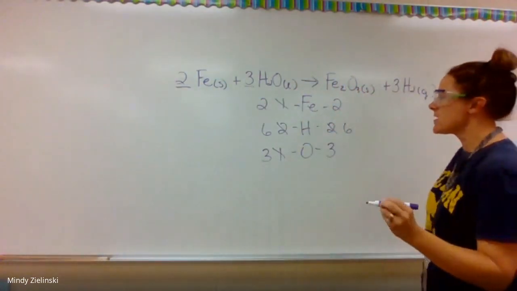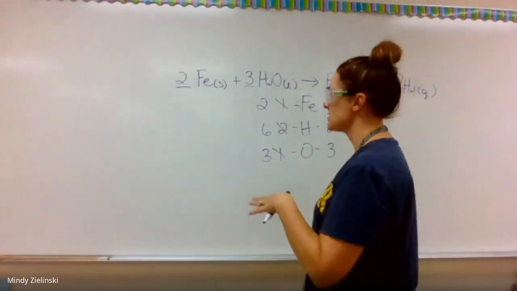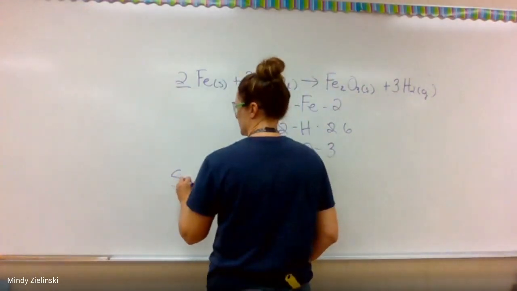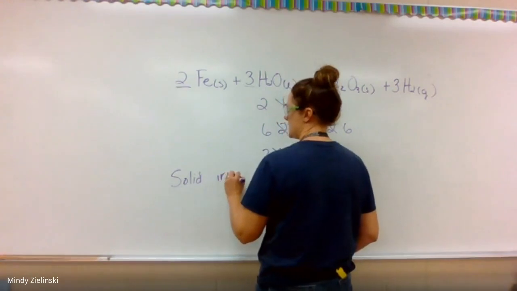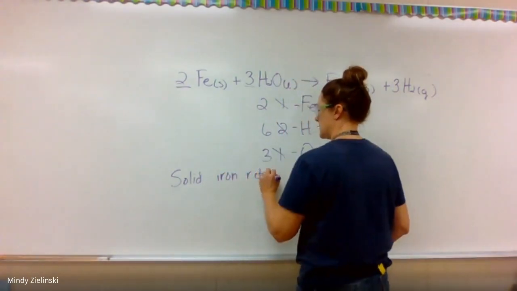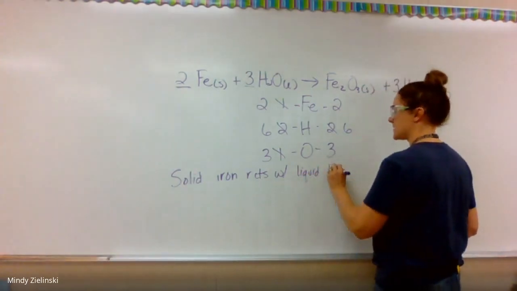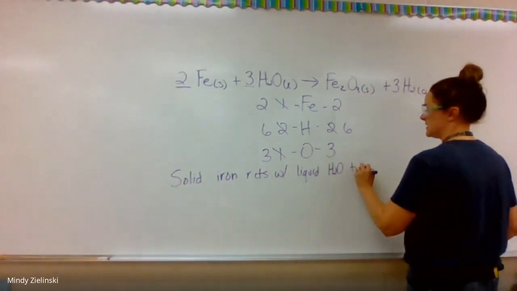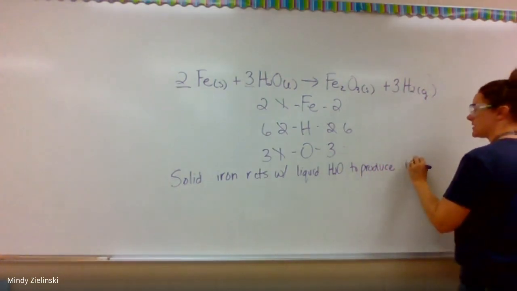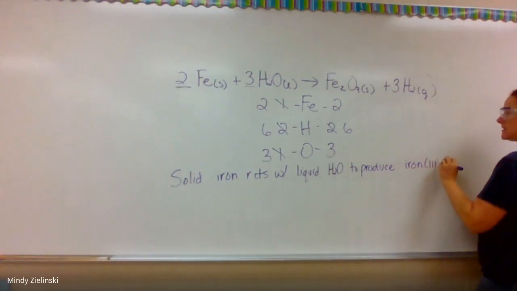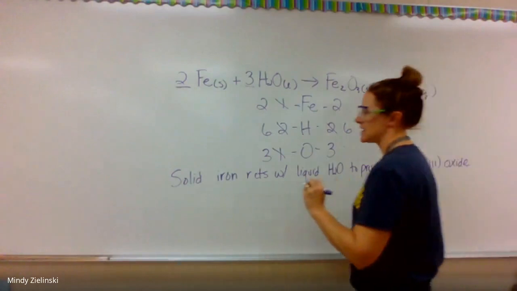All right. What would we call this? A good time to push pause. See if you can do it on your own. Then come back and check your answers to mine. What I would say is solid iron reacts with, I'm being very detailed, liquid water. I'm going to abbreviate water. To produce, don't forget if it's a type 2, iron 3 oxide and hydrogen gas.